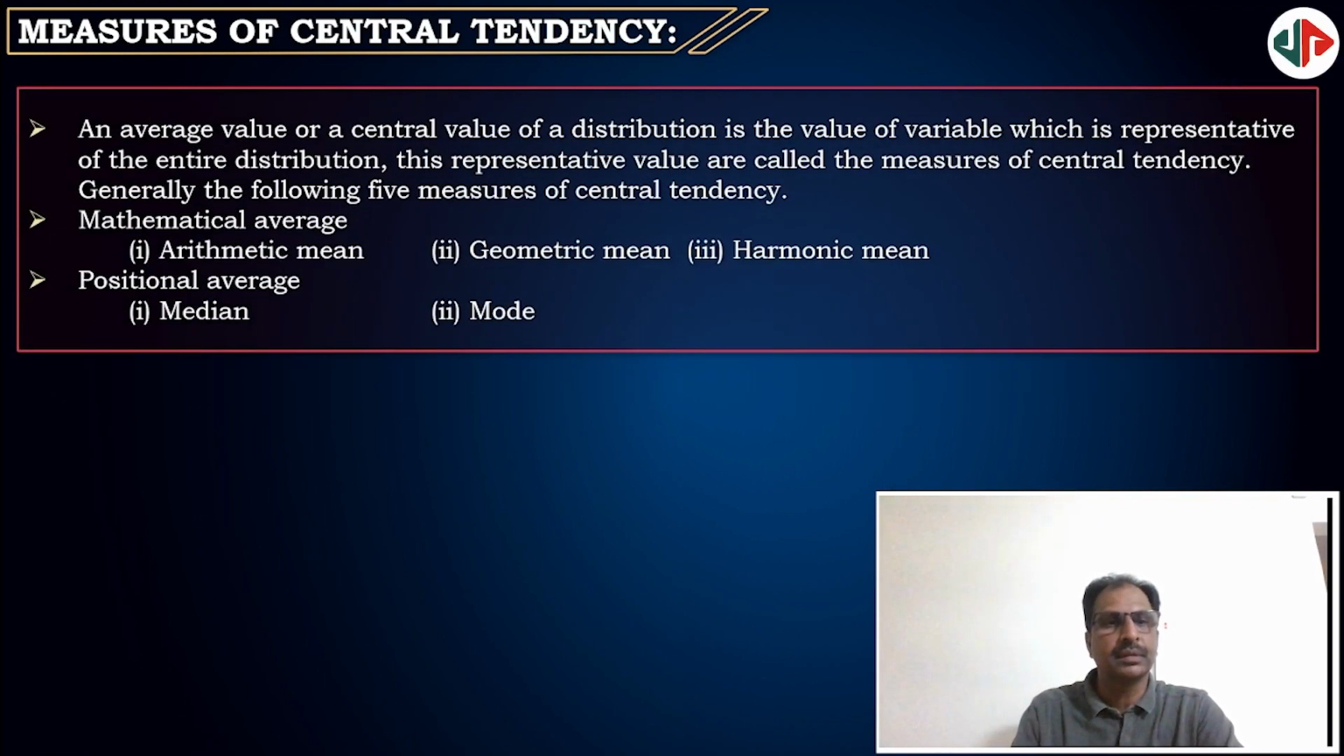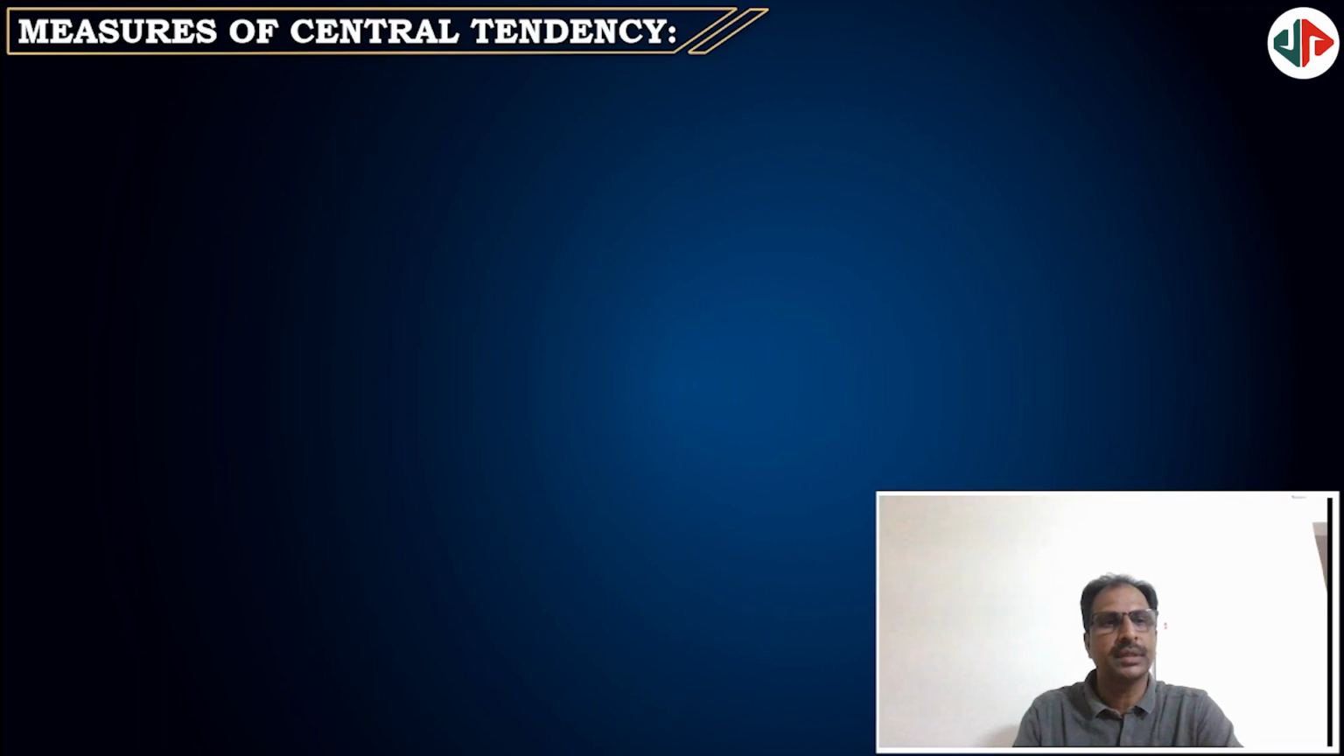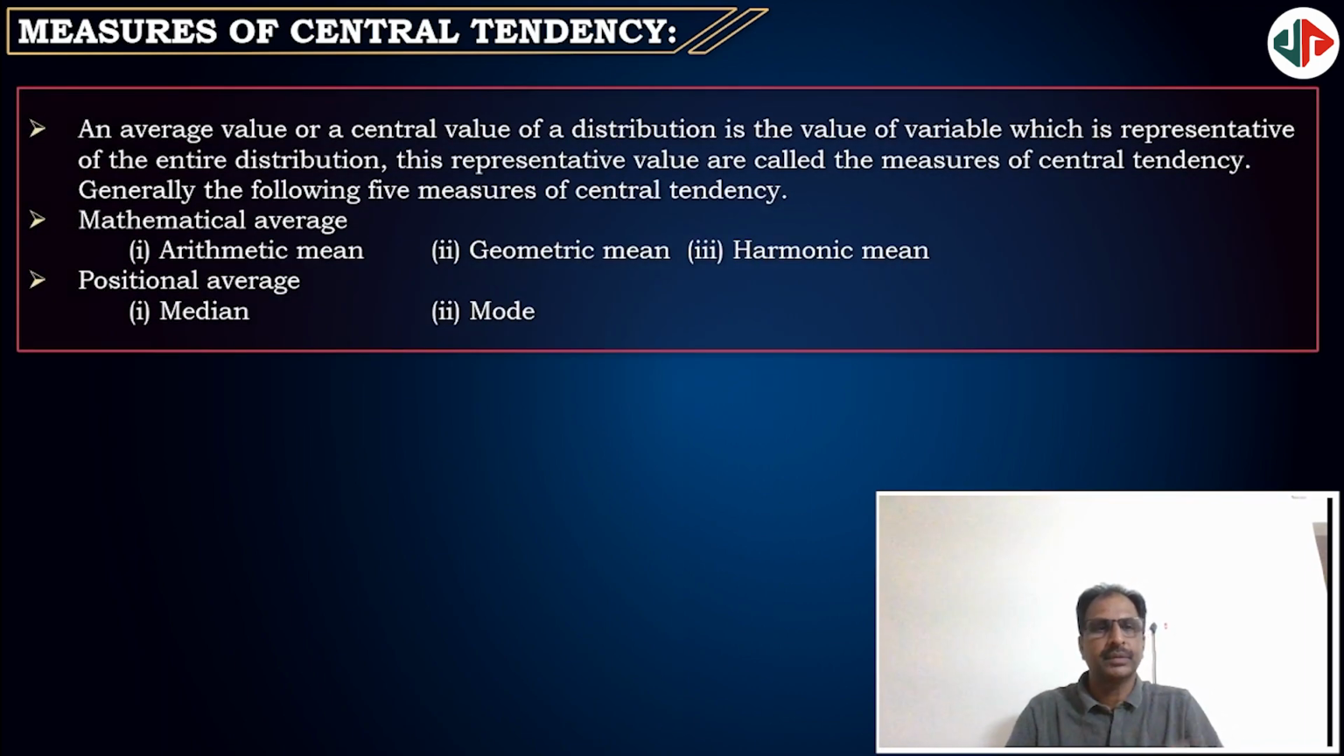So let us discuss concepts on statistics. What are the measures of central tendency? An average value or a central value of a distribution is the value of variable which is representative of the entire distribution, and these representative values are called measures of central tendency. The following five are measures of central tendency: arithmetic mean, geometric mean, harmonic mean, and position averages are median and mode.